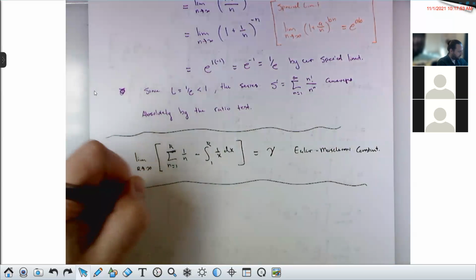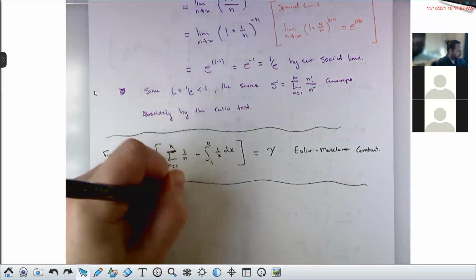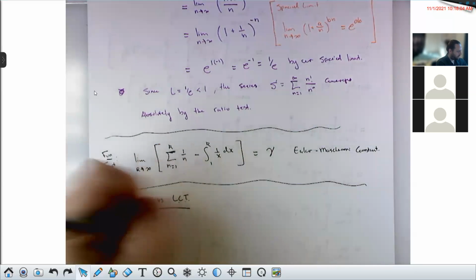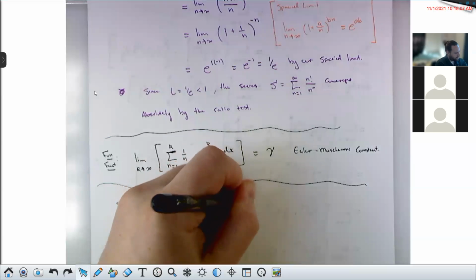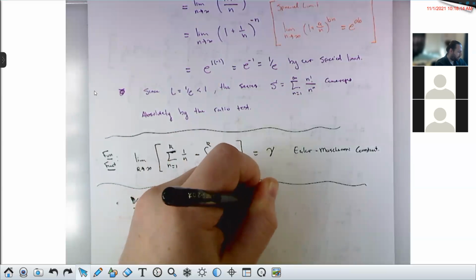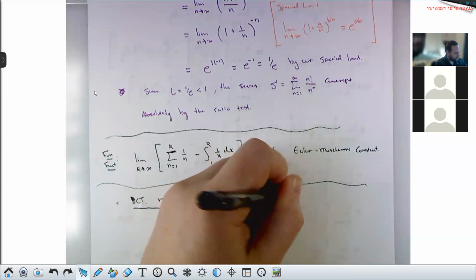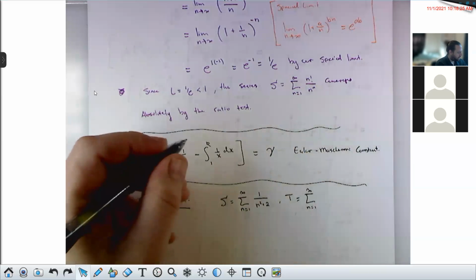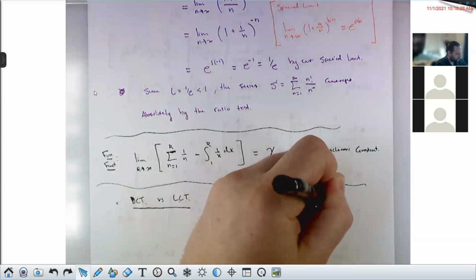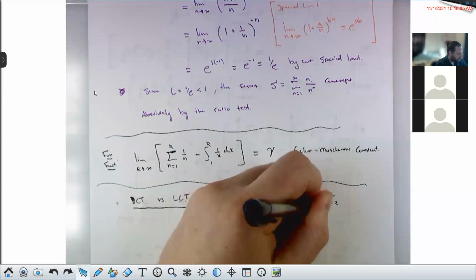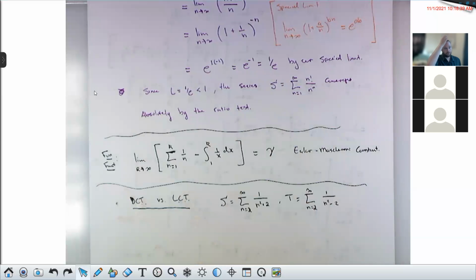So, direct comparison test versus limit comparison test. If I have the series S equals sigma n from 1 to infinity of 1 over n squared plus 2, and T is sigma n from 1 to infinity of 1 over n squared minus 2. Actually, let me start the series here at 2, so the terms are positive. One of these is a good candidate for direct comparison. One of them is a good candidate for limit comparison.